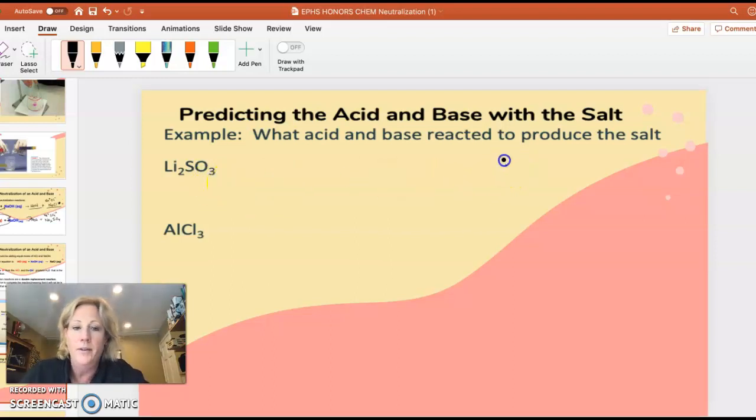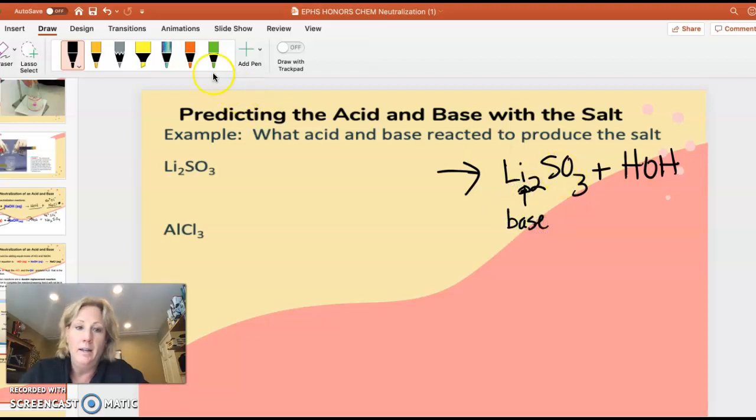This is now the salt, and I'm asking you to go backwards and tell me what the acid and the base were. So sometimes when I do this, I'll bring that salt over here. I might even write water, even though they're not asking me for that. But we know that these are our products. So the lithium, the cation, always comes from the base.